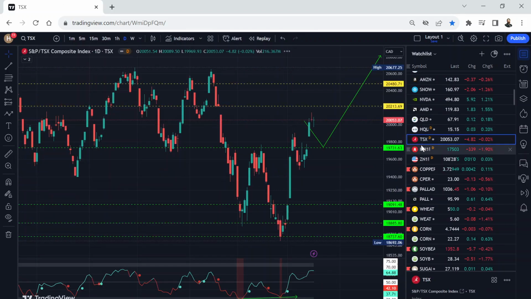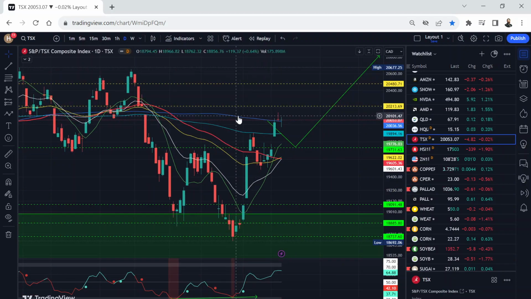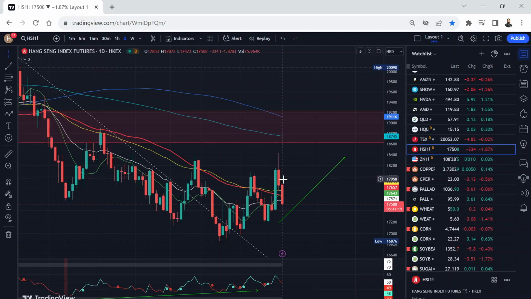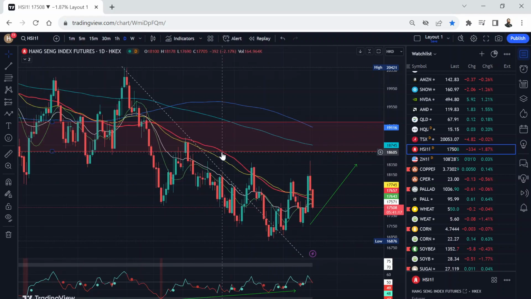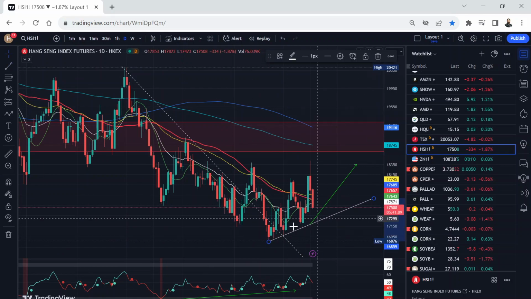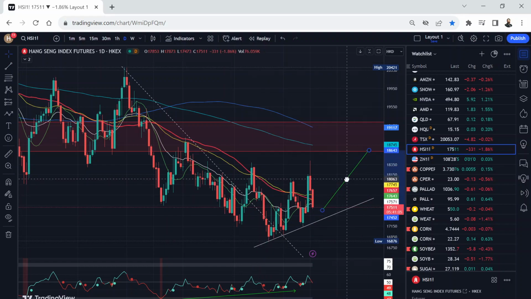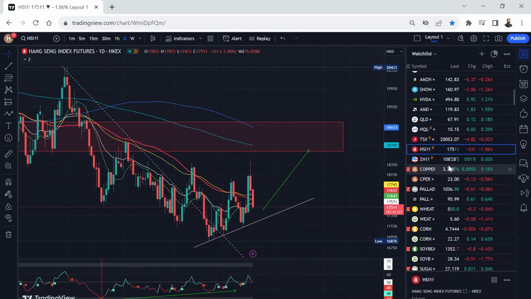Toronto Stock Exchange flat today, finding support on this blue line, which is the 200 SMA. If you get a dump, look to fill that gap. Hang Seng Index, Alibaba had a bad day, but you can see it broke out of this trend line. So now it's developing another trend line. Just look to buy on the tags of this trend line. Any dips on this trend line, look to buy.